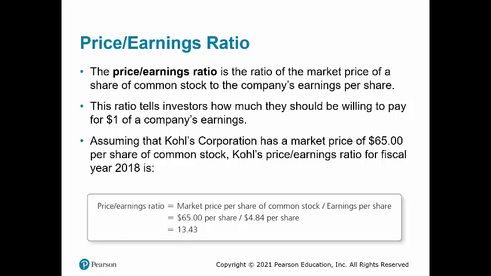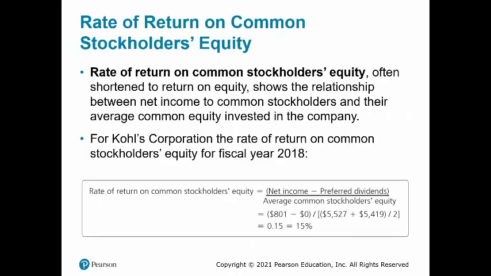So this ratio, again, is commonly used by investors to evaluate their ability to earn a return on their investment. So it tells the investors how much they should be willing to pay for $1 of a company's earnings. So a higher PE ratio signifies a higher return on investment. Of course, as with any of the other ratios, the price earnings ratio is most useful when you're comparing companies to each other.